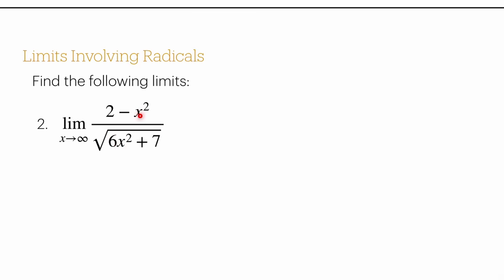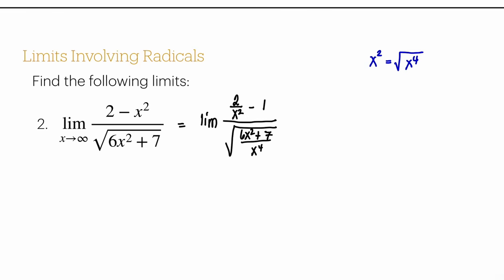x in the denominator, x squared in the numerator, meaning we are going to divide both the numerator and denominator by x squared. But because this is in radical form, what is x squared equal to in radical form? That would be the square root of x to the power of 4. And so dividing both numerator and denominator by x squared, that's 2 over x squared minus 1 divided by the square root of 6x squared plus 7 over x to the power of 4.